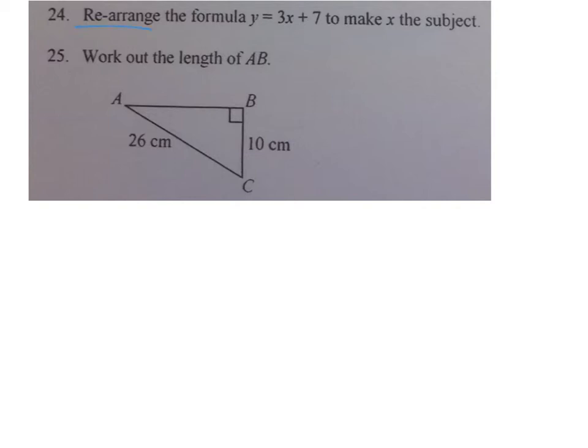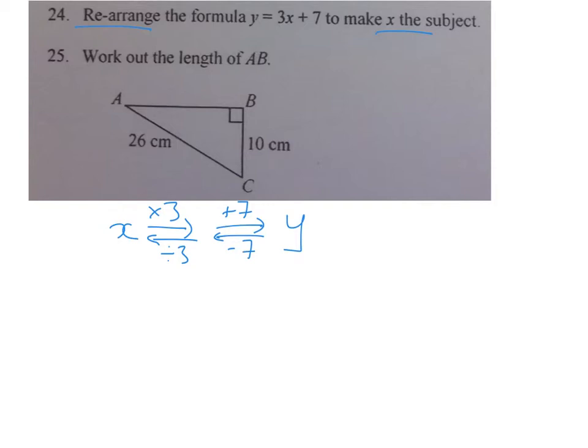Rearrange the formula. So this is just like solving to make x the subject. So this is solving to find x. So we're going to use a function machine. So x times 3 plus 7 equals y. Going back the other way, minus 7 divided by 3.